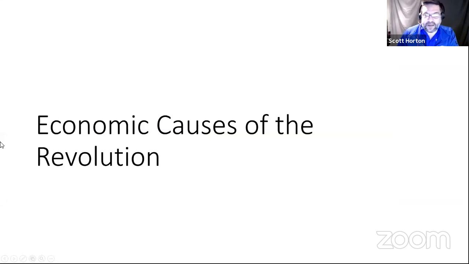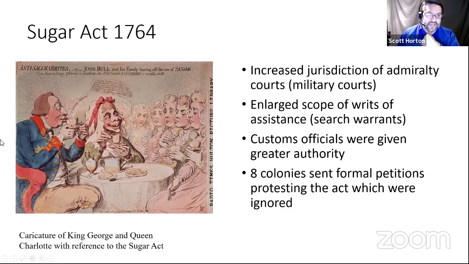Our second segment: economic causes of the American Revolution. There are lots of examples here of economic causes. The Sugar Act is one, though more than the economic cause, it was the enforcement provisions of that law that made the colonists angry. It increased the jurisdiction of admiralty courts, what we would call military courts today, which of course violates the right to a jury trial. It also enlarged the scope of writs of assistance, which were another fancy name for search warrants. Customs officials were given greater authority to search, for example, here.